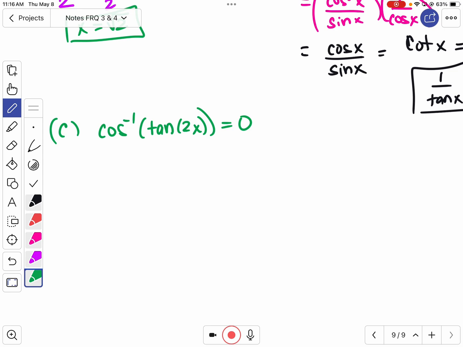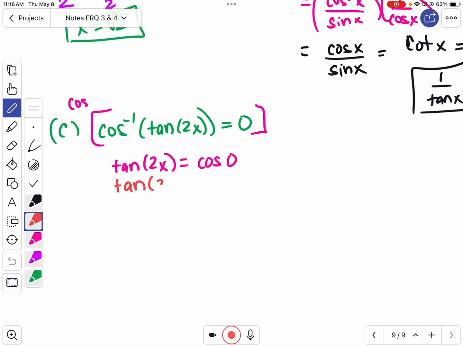Well, just like we did the last time, I want to get rid of that inverse cosine. What's the quickest and easiest way to do it? Take the cosine of both sides. So we're going to take the cosine of that whole thing, which is going to leave me with just tangent of 2x equals the cosine of 0. That looks a lot nicer. What is the cosine of 0? It's 1.